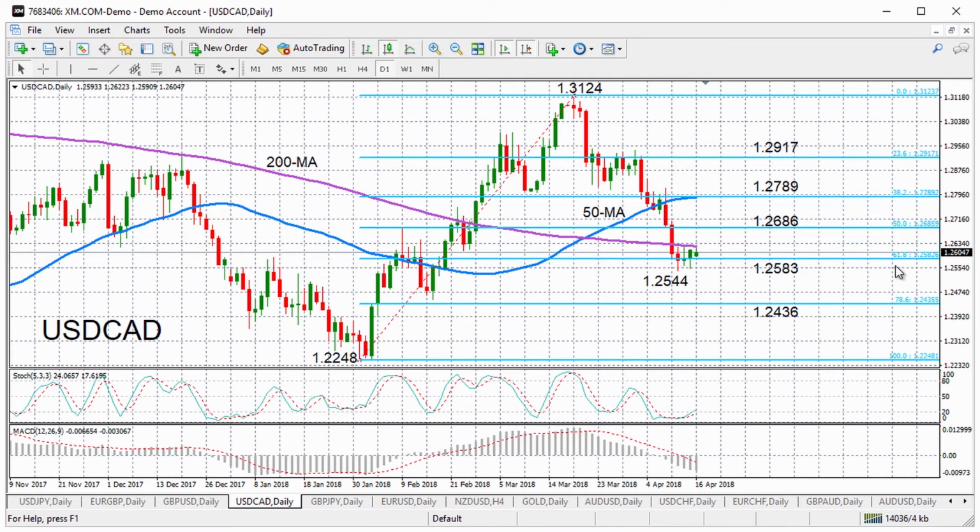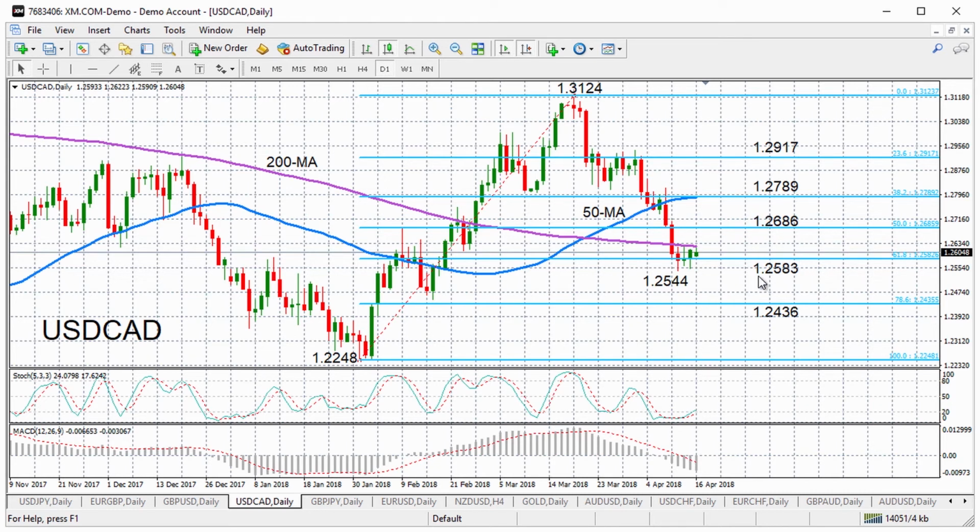We do have support at the 61.8% Fibonacci retracement of the upleg from 1.2248 to 1.3124, but we are also seeing the 200-day moving average capping prices at the moment around 1.2620. A break above that 200-day moving average could then take prices to the 50% Fibonacci retracement at 1.2686, and then above that we have the 50-day moving average and the 38.2% Fibonacci at 1.2789. A climb above that level would help shift the outlook to a more bullish one, but for now the risk is clearly to the downside.